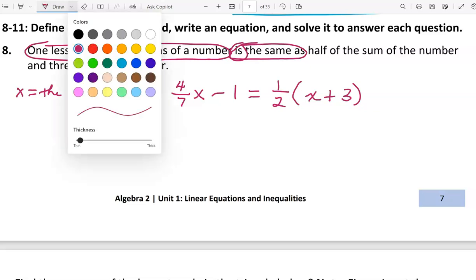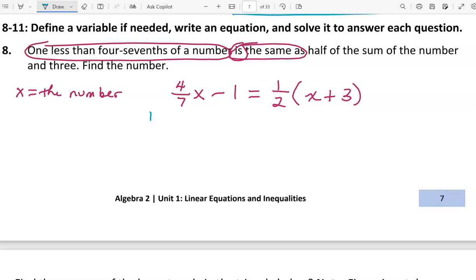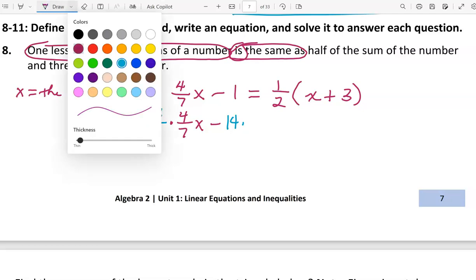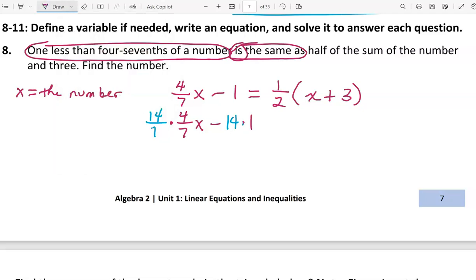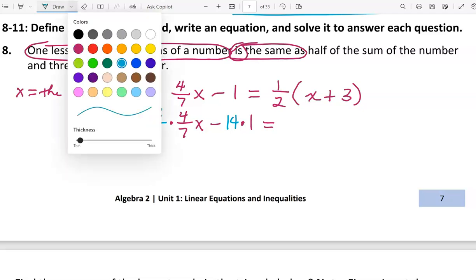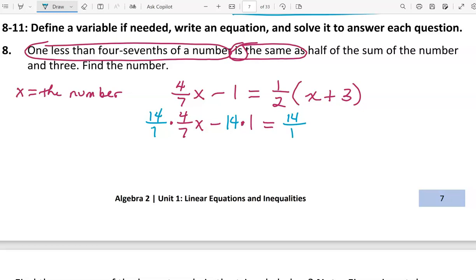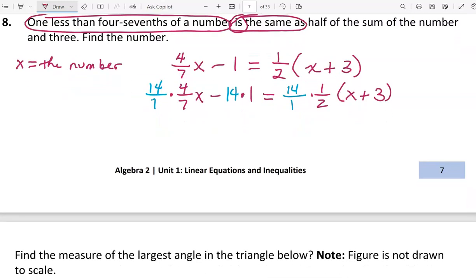Once we get to that point, we actually need to solve this one. So I'm going to multiply both sides of the equation by the least common denominator, which is 14. So 14 over 1 times 4/7 x minus, and we need to distribute that multiplication times 14 to both of the terms in the subtraction on the left side of the equation. And then on the right side, I'm just going to write that 14 over 1 times 1/2 times x plus 3, and we haven't actually done those multiplications yet.